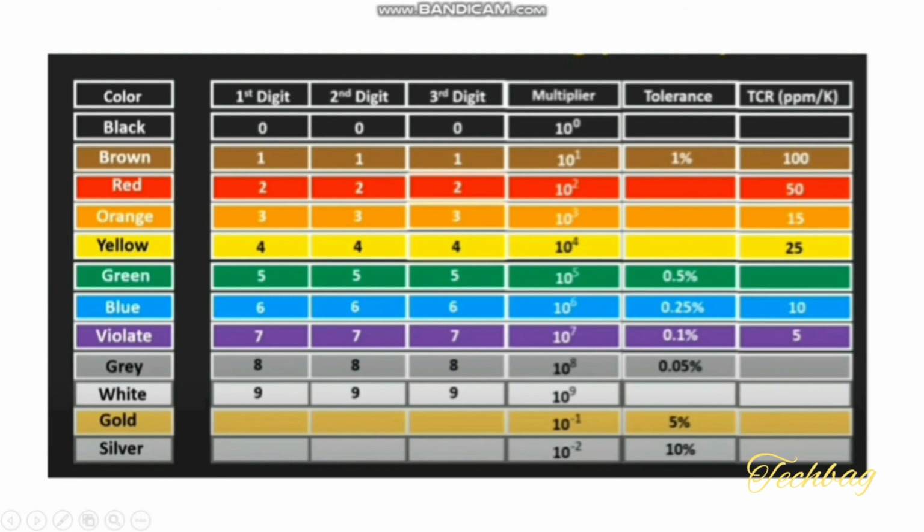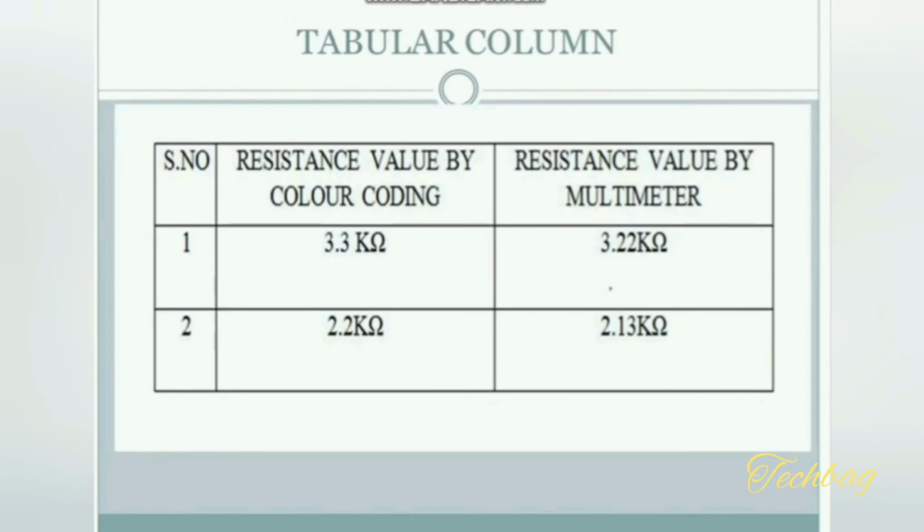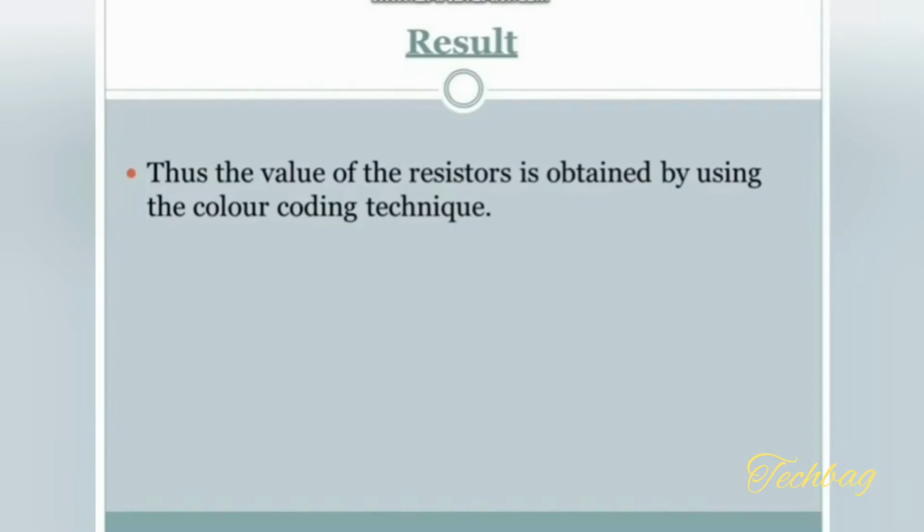resistor. After finding the value of a resistor, it can be cross-checked by a multimeter as an ohm meter. After finding the value, enter it in the tabular column, the first column by color coding and the second column by multimeter. And thus the value of the resistor is obtained using the color coding technique.